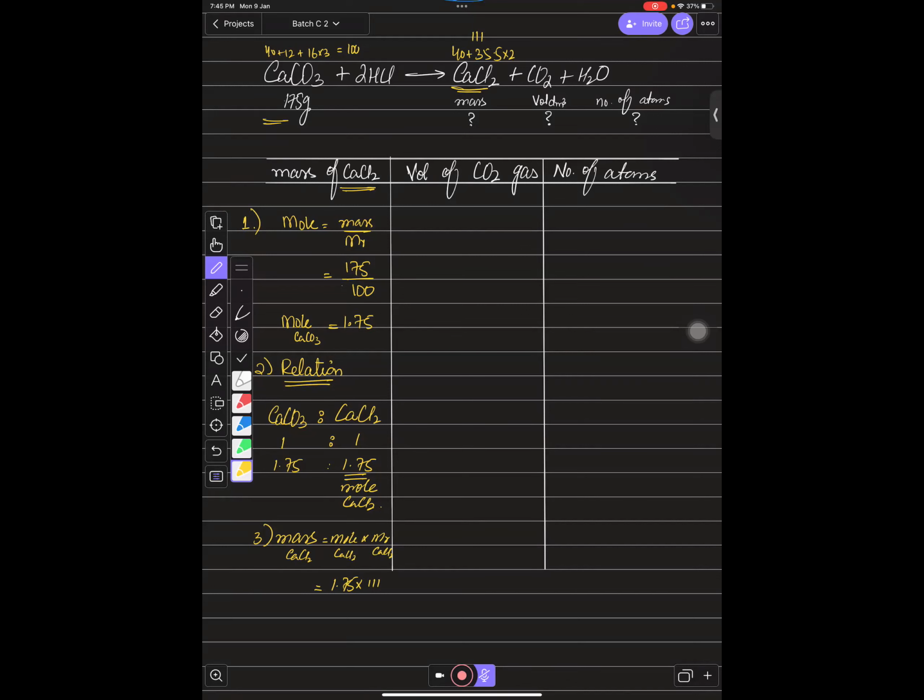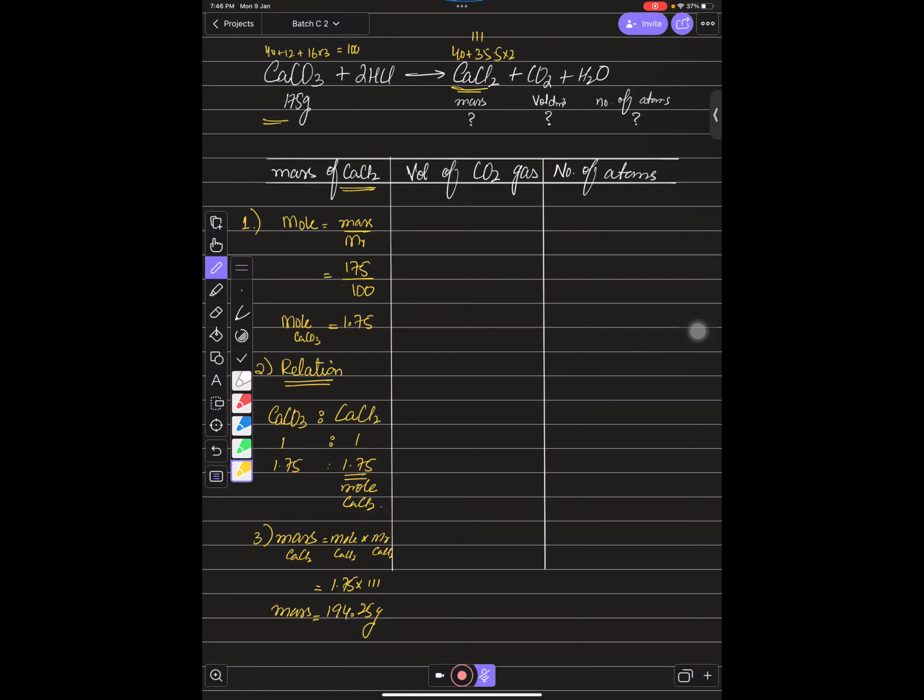It will be 111 into 1.75. It will give you 194.25 gram calcium chloride. Yes, bacho, is that right or not? Yes, sir. Right. Clear. Sir, just look at there.